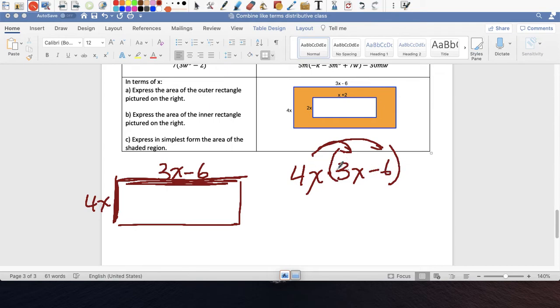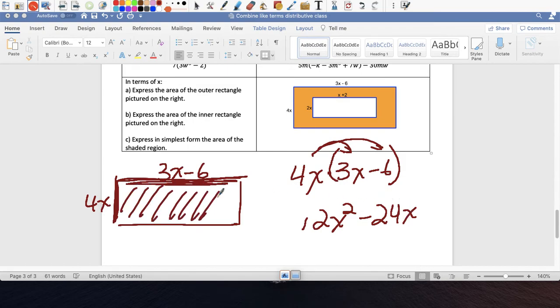So let's multiply it out. 4x times 3x is going to be 12x squared. And then 4x times minus 6 is going to be minus 24x. So the area of the big rectangle, I'll write it over here, is 12x squared minus 24x. Okay? So let me just keep that.